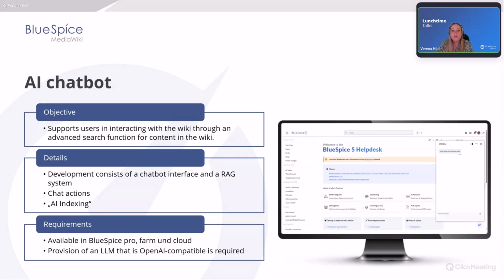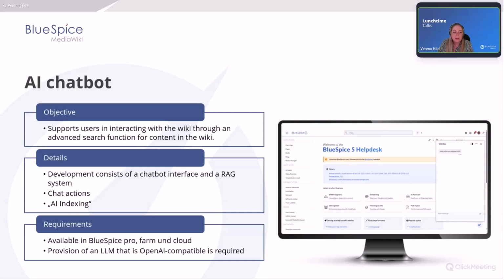So the objective for this development was to support users in interacting with the wiki by introducing some kind of an advanced search function for content in the wiki, which is the chatbot. The details for the implementation were that we developed a chatbot user interface on the one hand, and on the other hand, we also implemented a RAG pipeline. The chat itself has some chat actions, and there is also something which we call AI indexing.